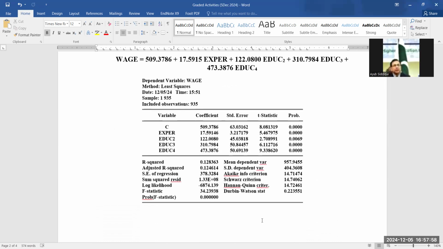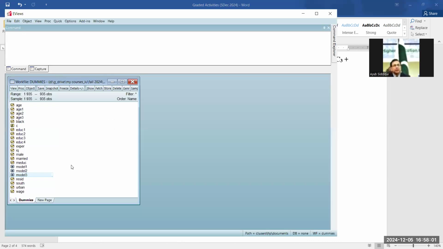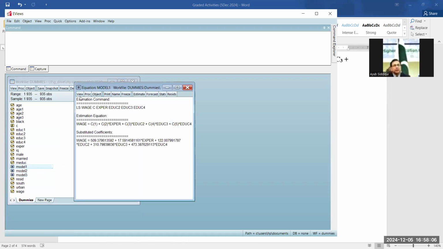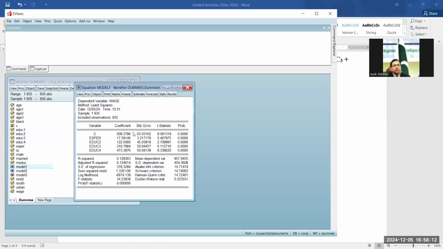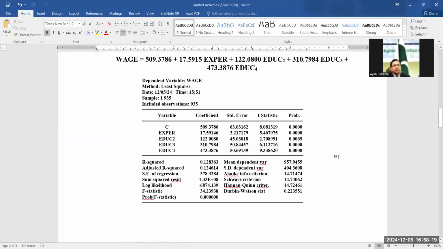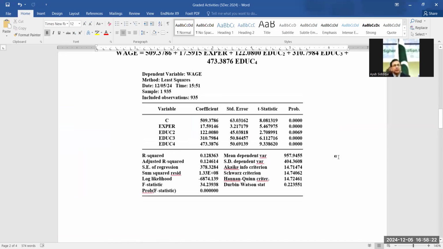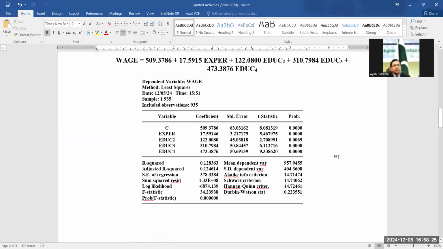How did I estimate this model? I used EViews software and estimated this model 1. This model 1 equation is this one, and when I estimated it, the output is indicated like this. These results have been copied and pasted here. I will interpret keeping all these results on the screen. I will be interpreting all of these results. The viewers are requested to focus on the numbers which I will be speaking out and interpreting.